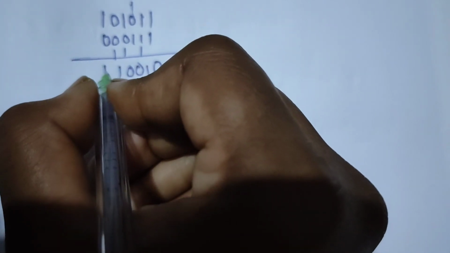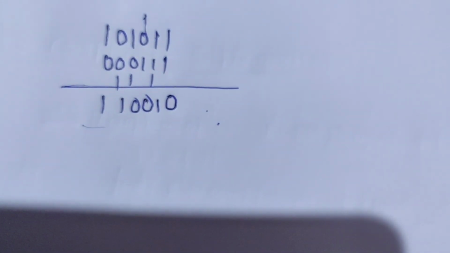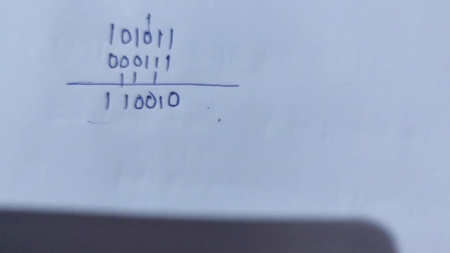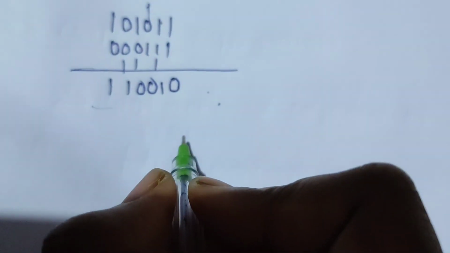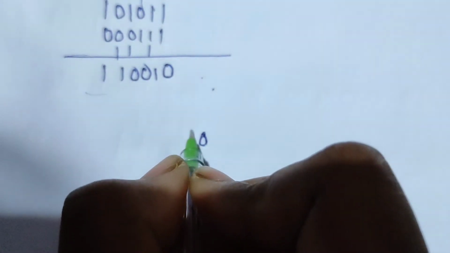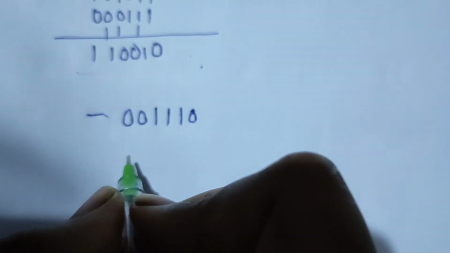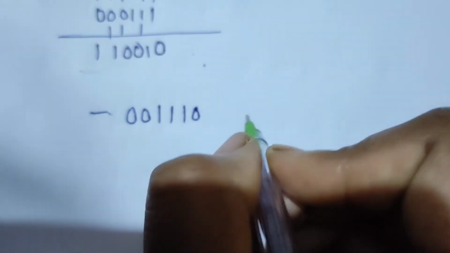Here there is no carry out, so the answer is in 2's complement form. So we need to take the 2's complement and assign a negative sign. Again doing 2's complement of this result, we get 011100, and assigning the negative sign. So this is the final answer.